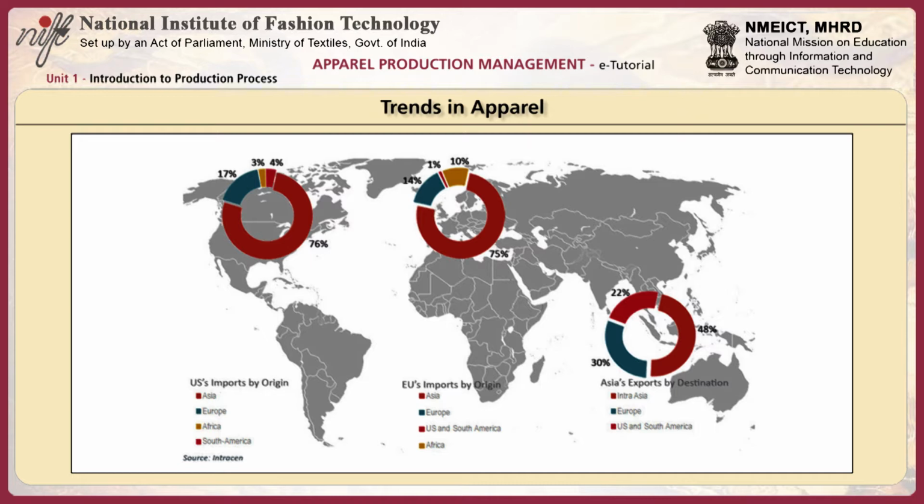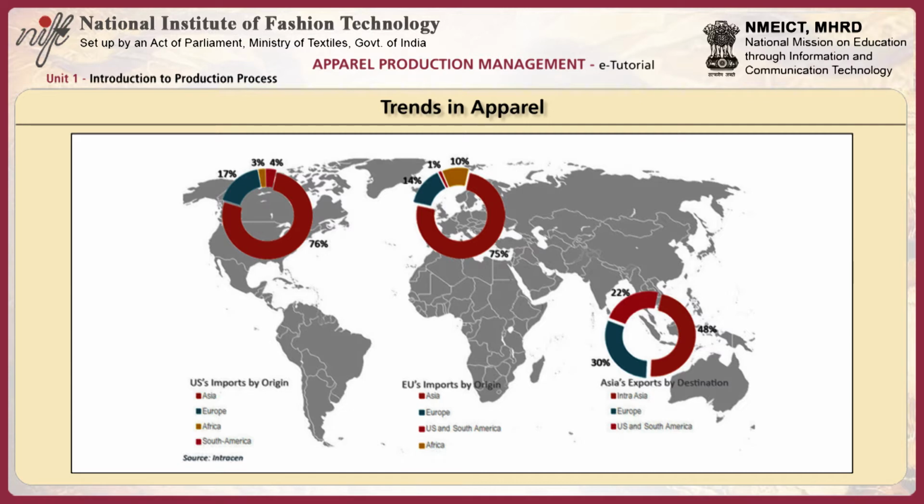If we look at this chart of the world map, we can clearly see that most of the exports from Southeast Asia are 48% to US and South America, and intra-Asia exports are at 22%. 30% of the exports are to Europe.